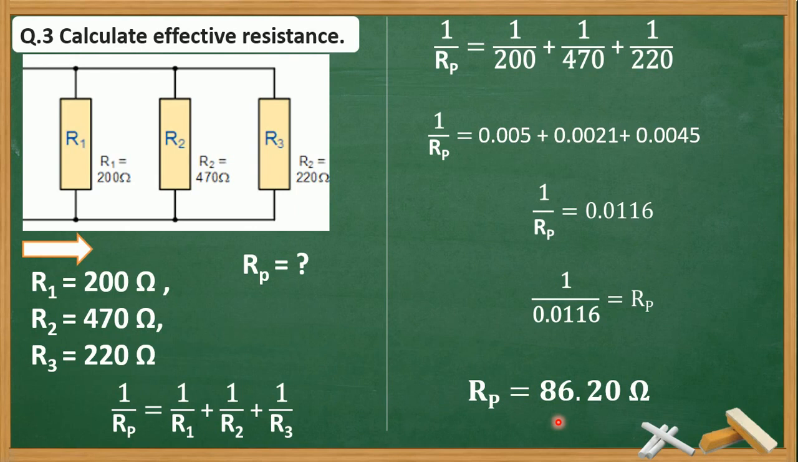So in this way you can calculate the effective resistance of a circuit when resistors are connected in a parallel combination.